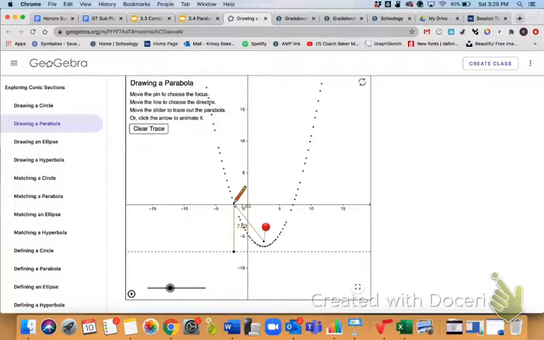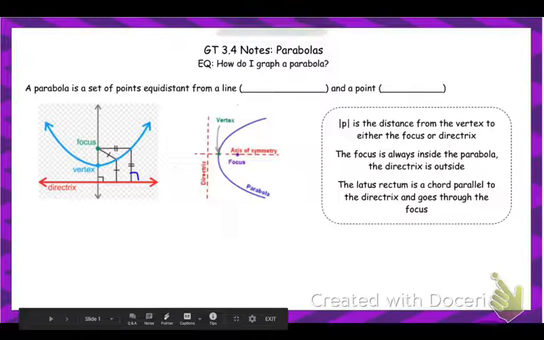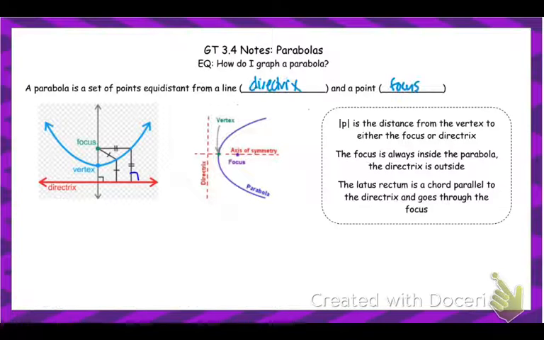All right, so there's a link on Schoology that goes to this site if you want to look at that a little bit more in detail. But that's how these parabolas really are created. All right, so it's all those points that are equidistant from the directrix and the focus.